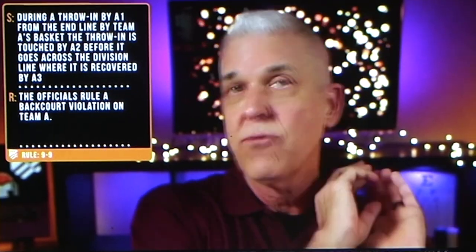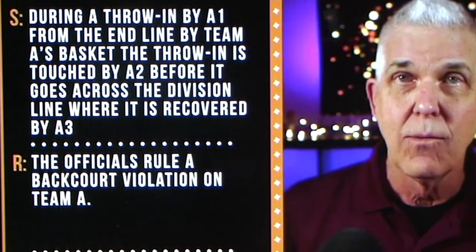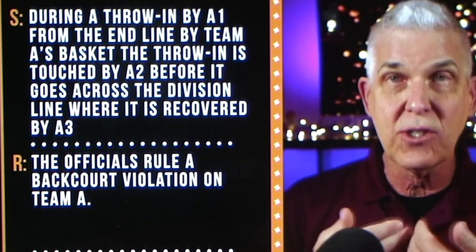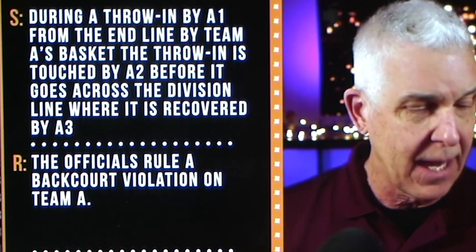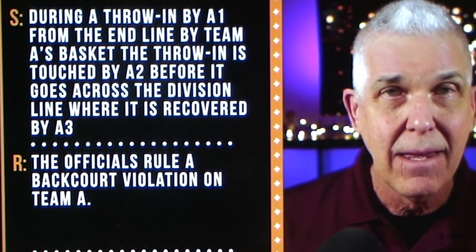A throw-in from the end line, thrown back towards the division line, teammate of the thrower contacts the basketball but does not control it. It goes into the backcourt where they do gain control on the court. This is a common scenario, one we have to get right. And it's oftentimes a question for newer officials. It comes up in games. Is this a legal play?